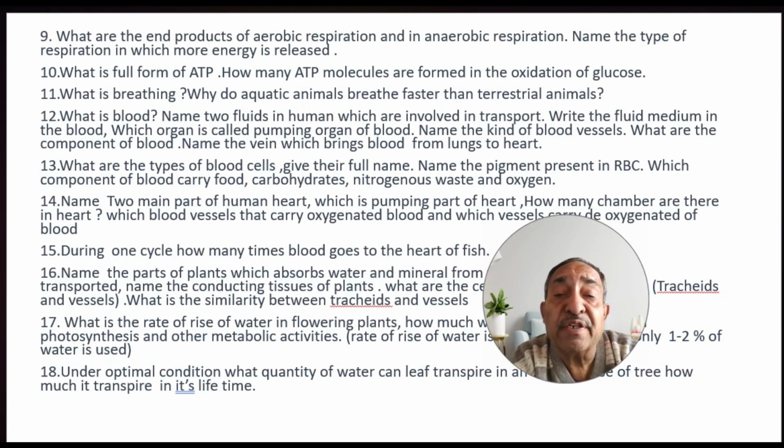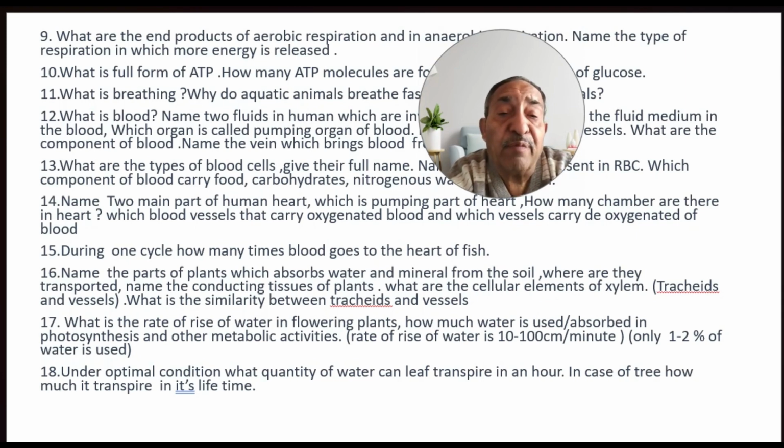Name the vein which brings blood from the lung to heart. Next, what are the types of blood cell? Give their full name. Next, name the pigment present in RBC. Which component of blood carries food, carbohydrate, nitrogenous waste, and oxygen?